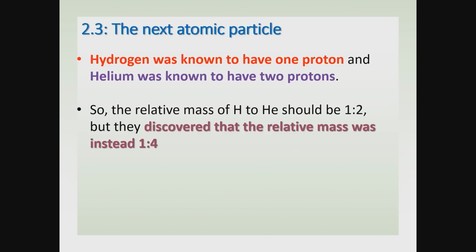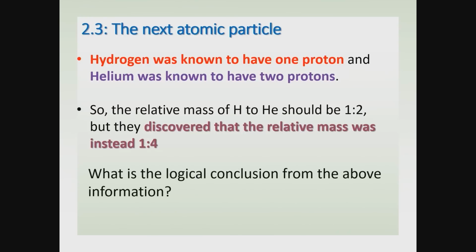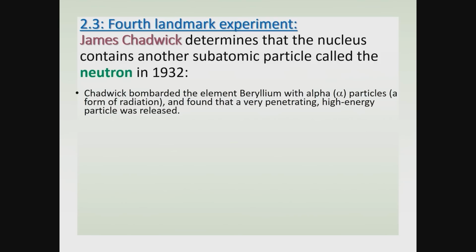And what Rutherford speculated was that maybe there's another particle in the nucleus which is increasing the amount of mass in the nucleus, but it's not increasing the amount of charge. So this would be a neutral particle. And he suggested at the time that this particle would be called the neutron.